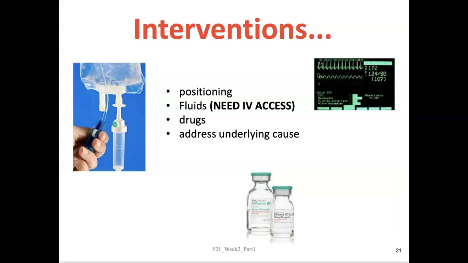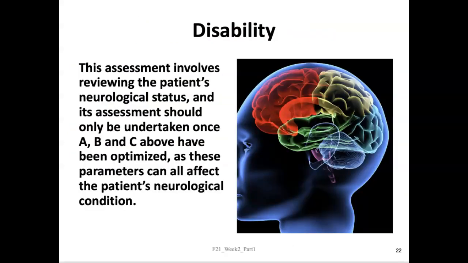And this may be something that's done not during your initial quick assessment, but maybe the second part of your assessment. And then we have disability. This assessment involves reviewing the patient's neurologic status, and it should only be undertaken once A, B, and C above have been optimized, as these parameters can all affect the patient's neurological condition.